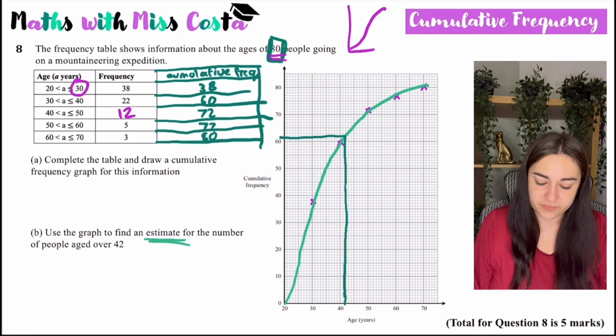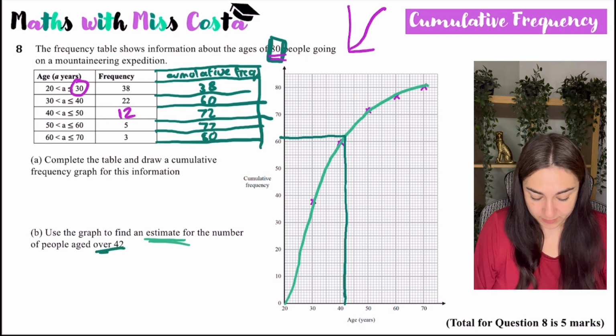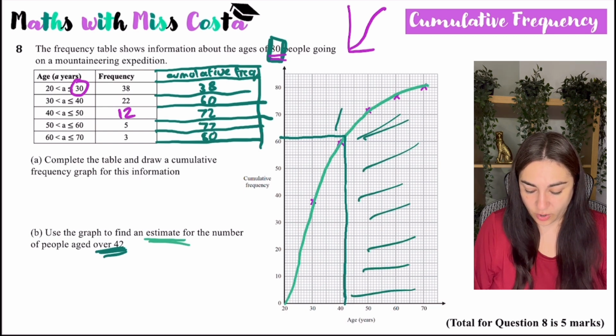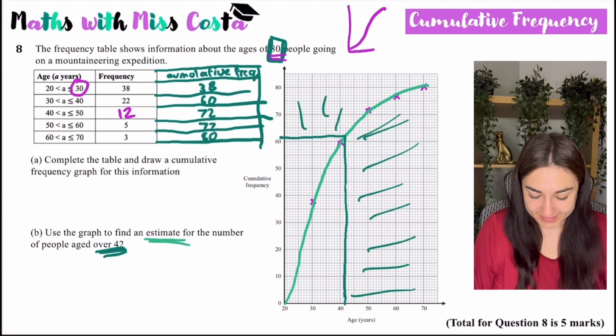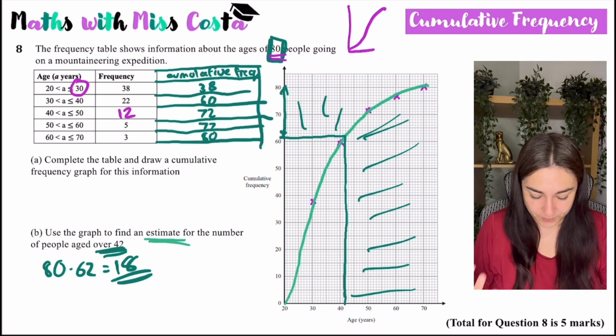Okay, so from 62, that is your cumulative frequency. I want to know the people aged over 42, so it's going to be everything over 42. So from 62 to 80, 80 take away 62 gives me 18. So therefore, there must be roughly 18 people over the age of 42.